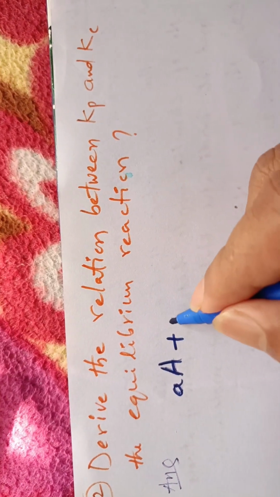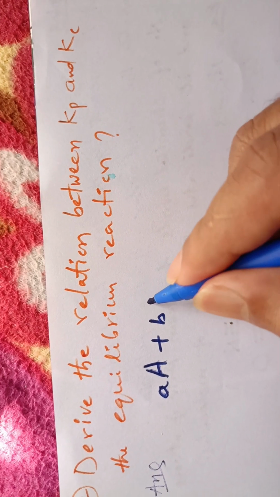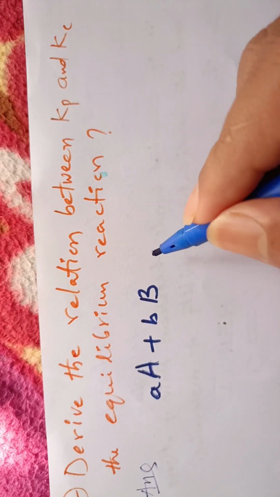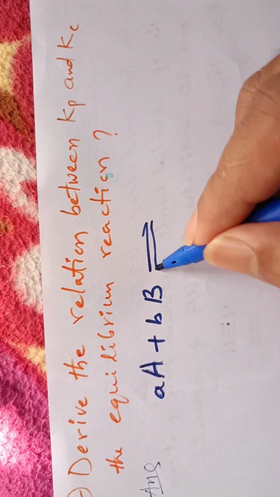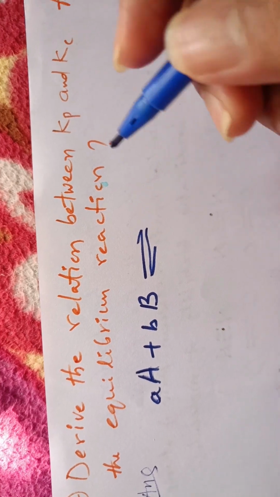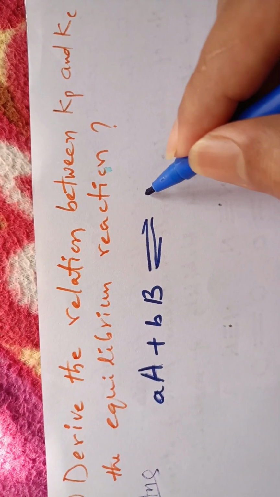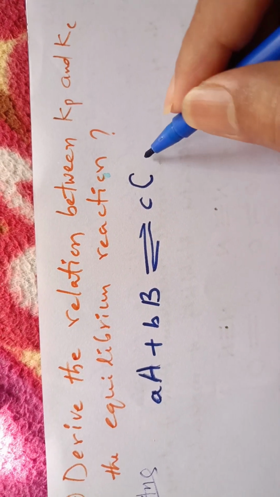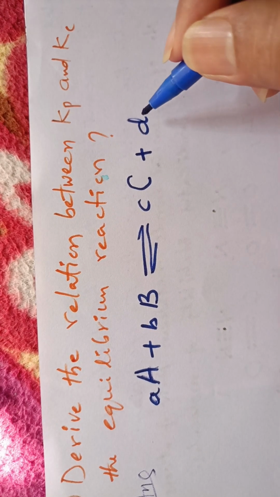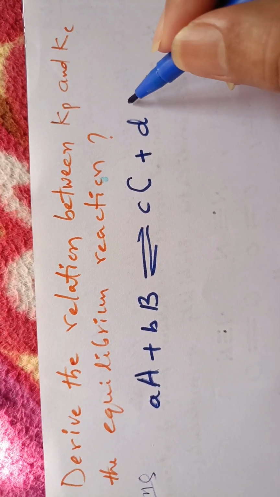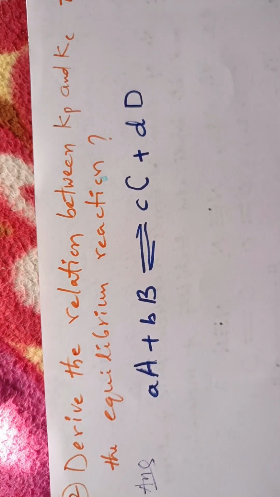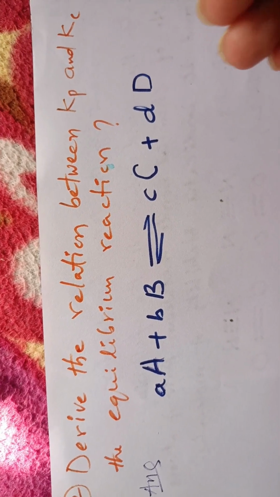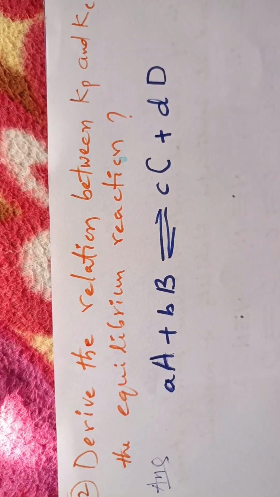Small a is the coefficient, capital A is the reactant name, and likewise small b is the coefficient of capital B. This is the symbol for equilibrium. Small c is the coefficient of product capital C, plus small d is the coefficient of product capital D. This is the reaction. From this we can derive the relation between Kp and Kc.